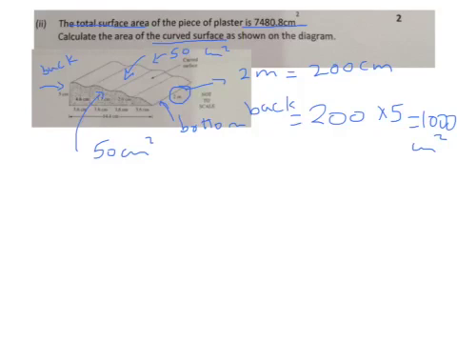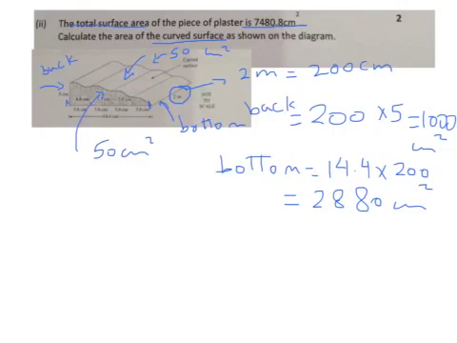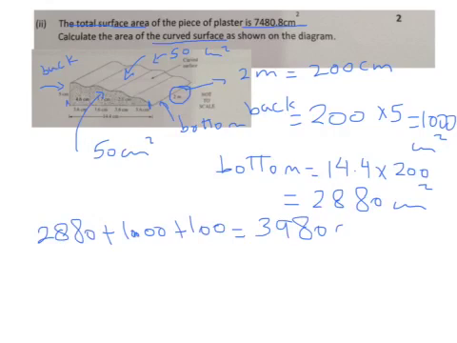Another one that we need to calculate is the bottom part. The area of the bottom part would be 14.4, which is the length from this part to this part, times 200, and that gives us 2,880 square centimeters. Now we add the ones that we just found, the bottom, the back, and the two sides of Simpson's rule. So that will give us 2,880 plus 1,000 plus 100, which gives me a total of 3,980 square centimeters.